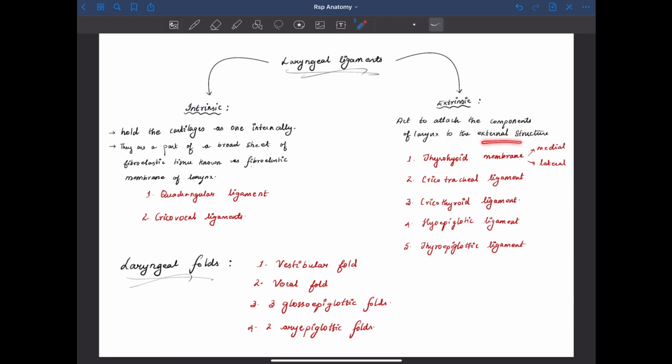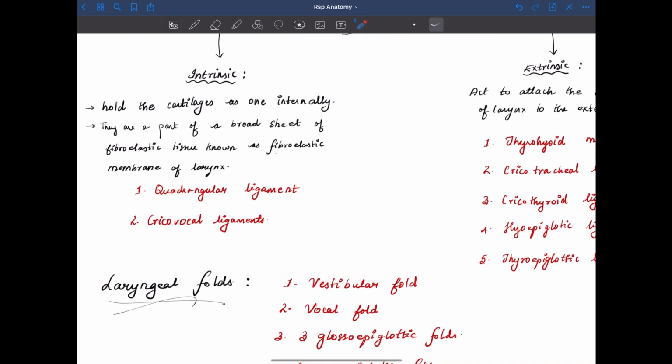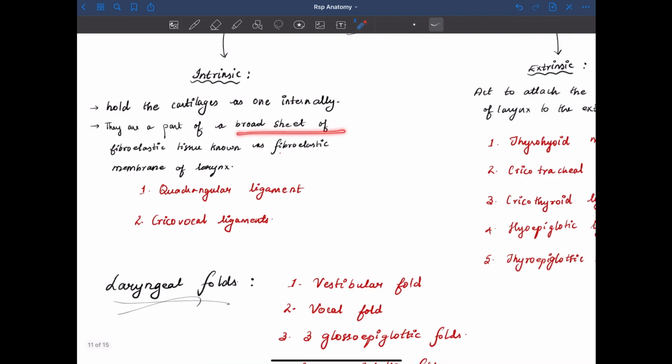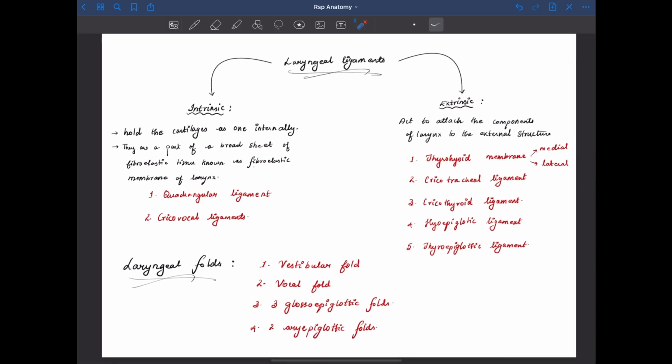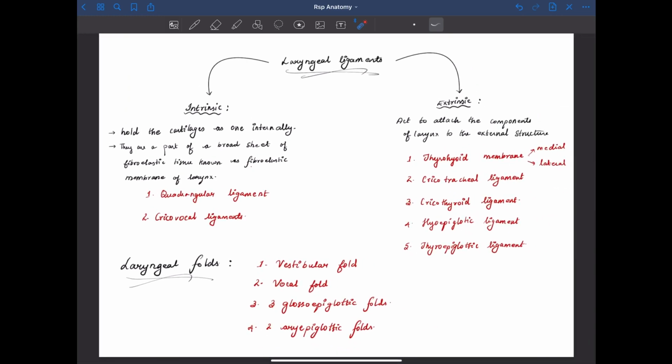The intrinsic laryngeal ligaments are a part of a broad sheet of fibroelastic tissue known as fibroelastic membrane of larynx. Inside the larynx, the innermost layer is known as the mucous membrane, and just above the mucous membrane lies the fibroelastic membrane. This fibroelastic membrane gives rise to the intrinsic ligaments, which are the quadrangular ligament and cricovocal ligaments.